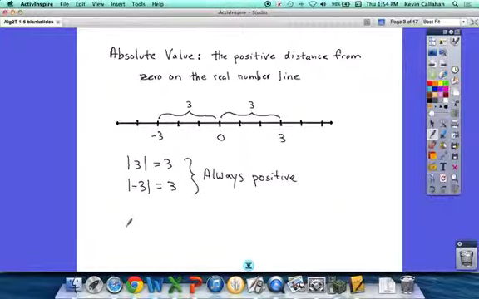Yes. Those are called absolute value symbols. Okay. Learn the vocabulary. Okay. We good? Ashley. Okay, hurry up.